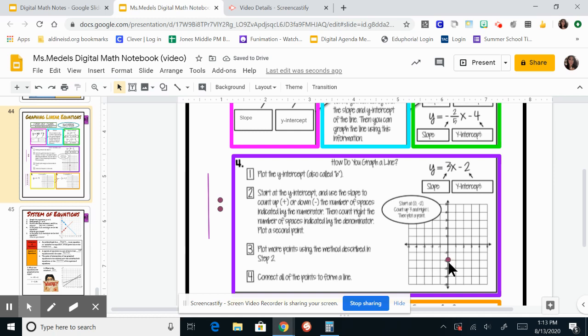Now, when I have my first dot at my y-intercept, I need to look at my slope. That is 3/1. So that means I rise 3 and go over 1. So when I take my next dot, I need to start here. I'm going to rise 3, so 1, 2, 3. I'm going to go over 1.